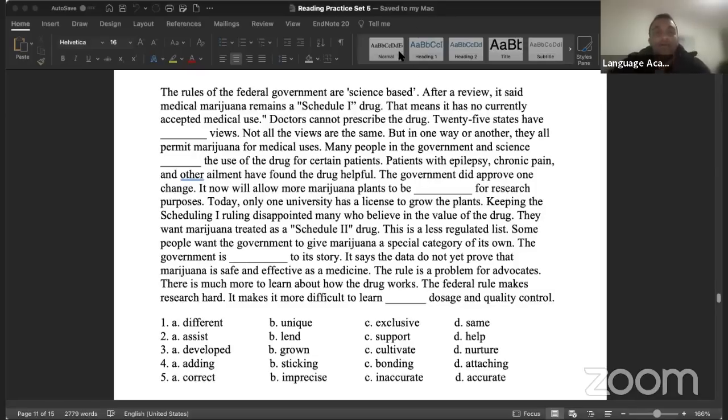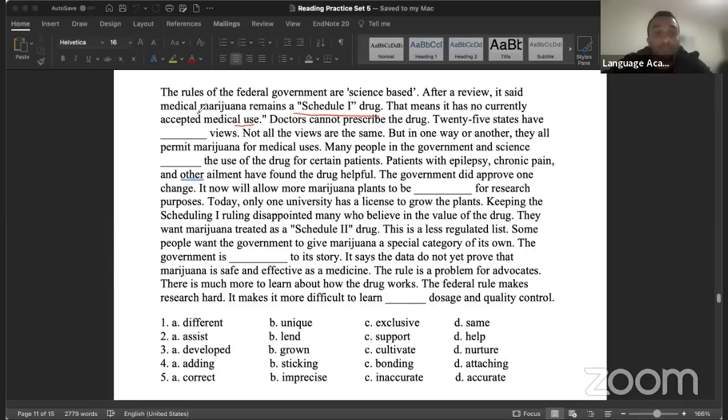All right, let's start. He's saying the rules of the federal government are science-based. So basically he wants to say that the rules of the federal government are science-based. Simple. After a review, it said medical marijuana remains a Schedule 1 drug. That means it has no currently accepted medicinal use. Like you can't use marijuana as medicine.